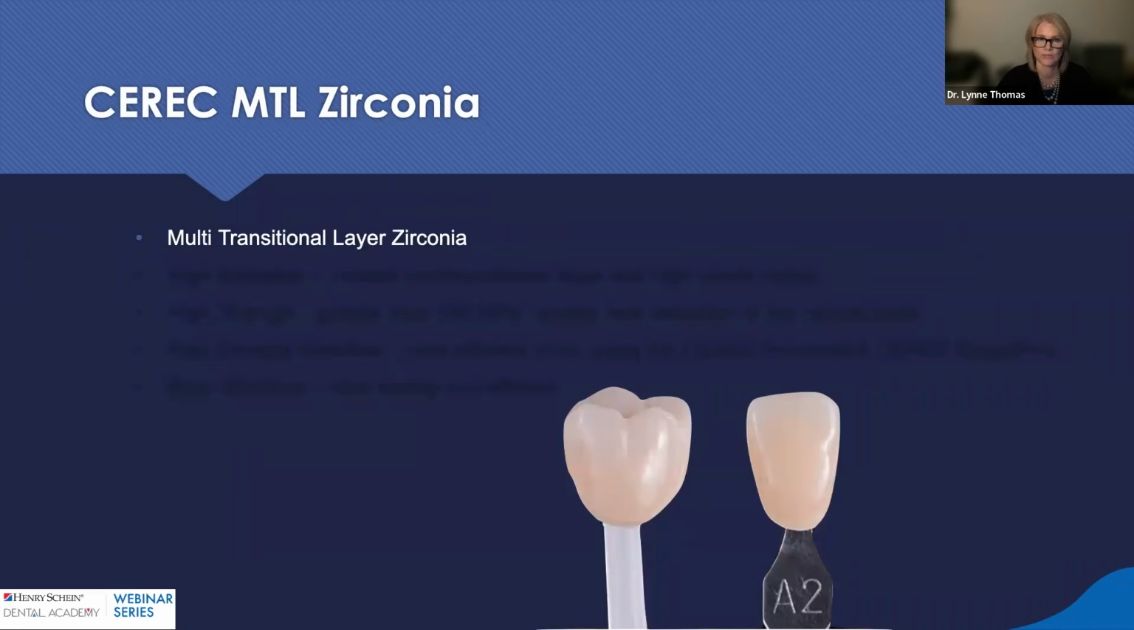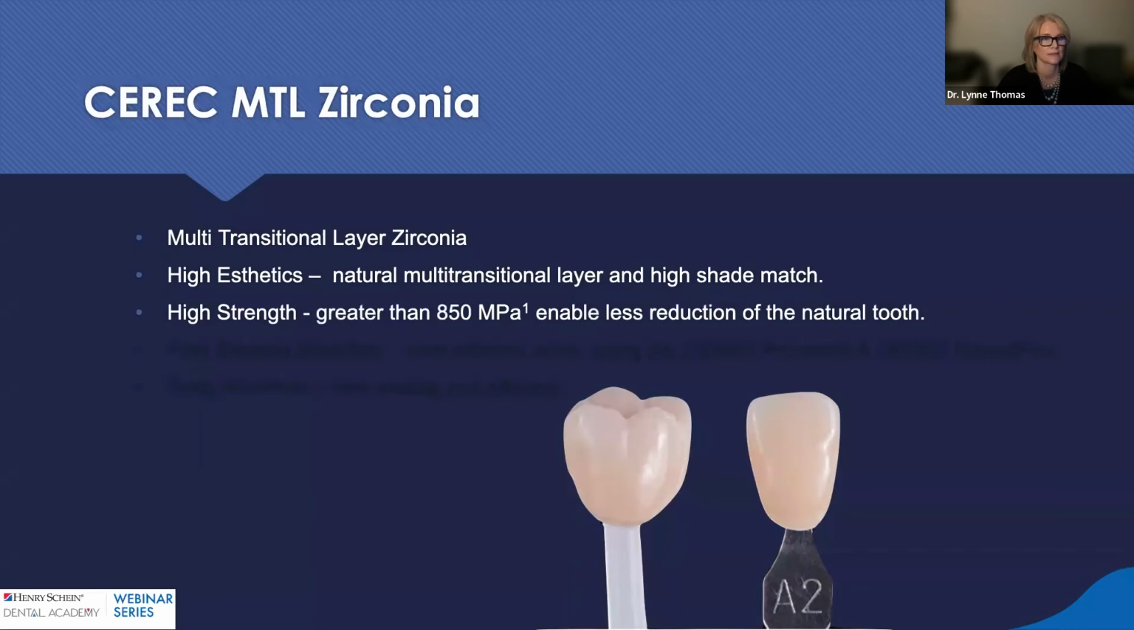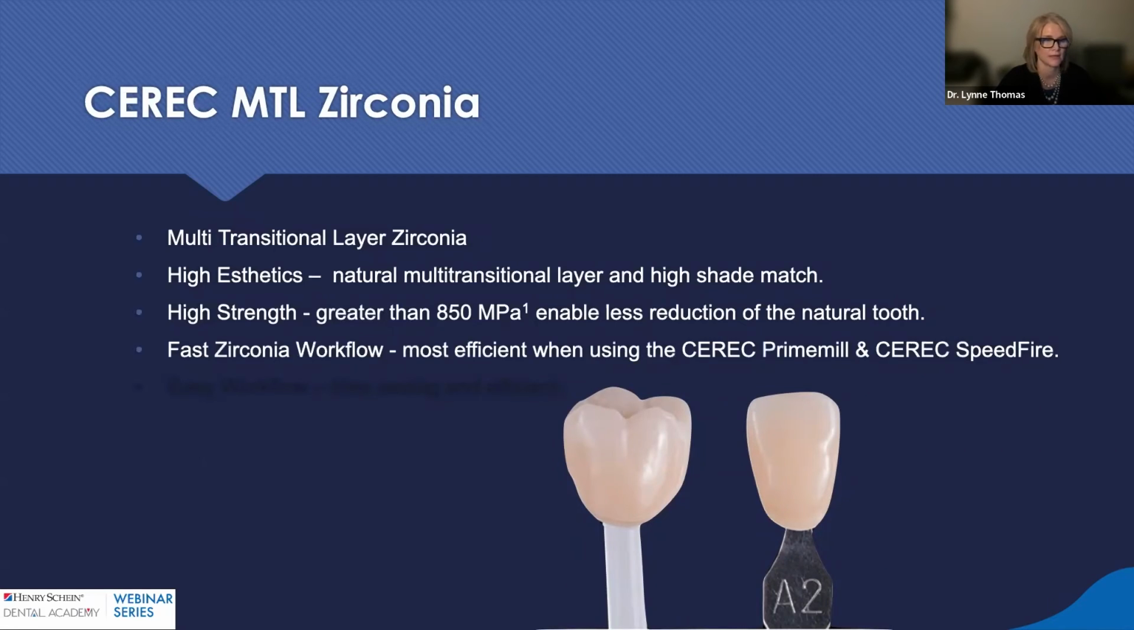So it has a multi-layered, multi-transitional layer, high aesthetics. So you can use this in veneers or you can use it for onlays. Of course, it has a high strength. It's 850 megapascals, which is really nice. It has a very efficient workflow, so we like that. And it's time saving and very efficient.